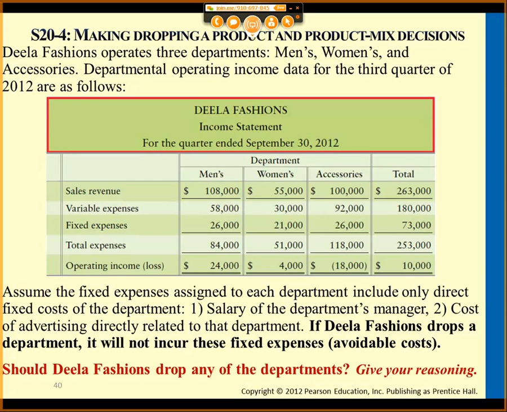All right. So should Dealer Fashions drop any of the departments? So just think of it. If I drop one, what's going to change? So what you need to calculate here is a change in your sales revenue, change in your variable expenses, fixed expenses if such, and total expenses, and see where your operating income is. So if we drop men's department or women's department or accessories, there's going to be a certain operating income. It's going to either go up or go down.